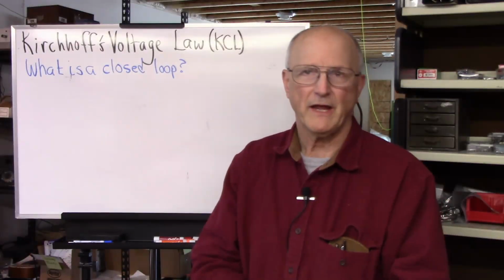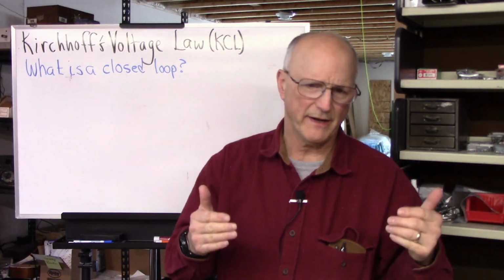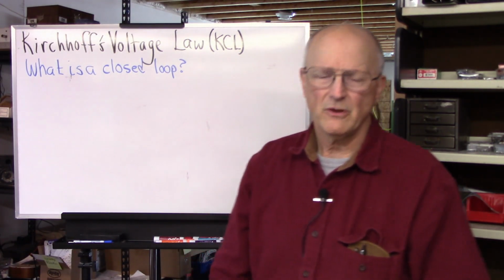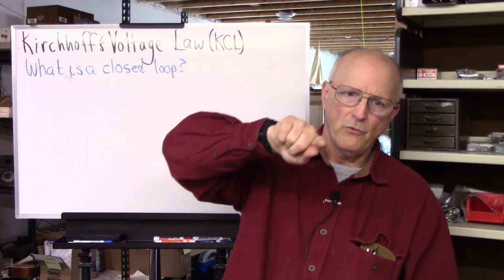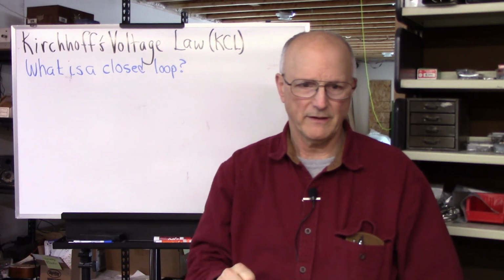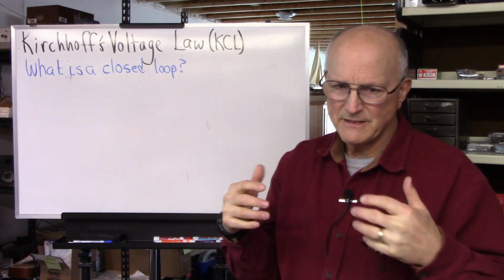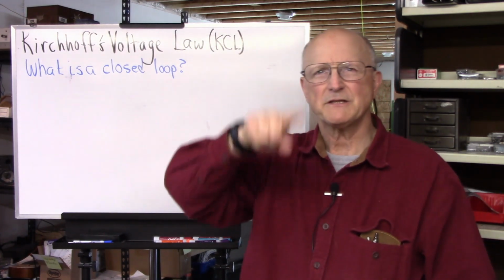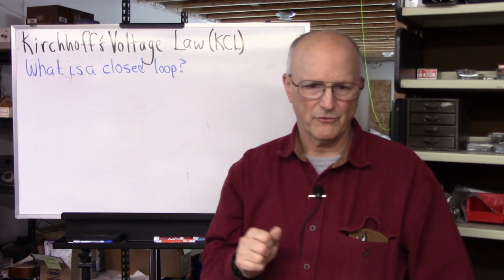Well, the first question we have to ask is, what is a closed loop? Remember, it says that the algebraic sum of all voltages around a closed loop is equal to zero. A closed loop is a circuit where you can start at one point and then move around the circuit from component to component and end up at the same point that you started out in. The key to understanding what this means is setting a reference for what constitutes a positive voltage and establishing a direction of travel around the loop.